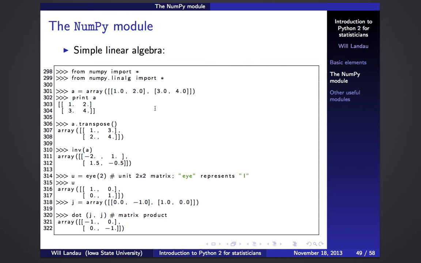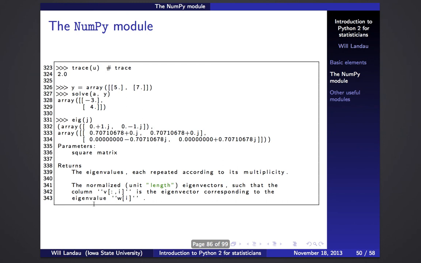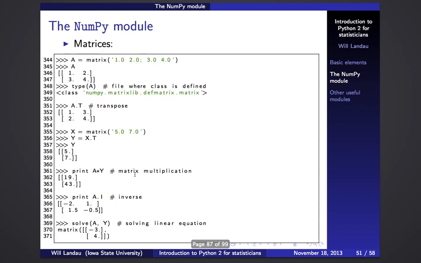So there's also this linear algebra submodule in the NumPy module. It gives you transposes, inverses. Here's a shorthand for the identity matrix with 2 rows and 2 columns. You can take traces, you can solve linear equations, you can get eigenvalues and eigenvectors, and a description of how to read the output, which is essential. Matrices are a data type that are similar to but distinct from arrays. Matrices are not arrays and vice versa.